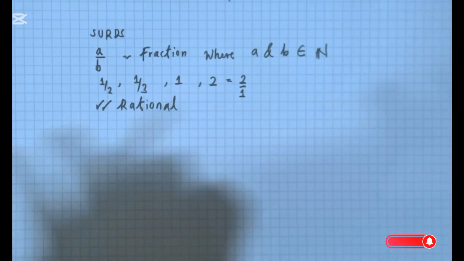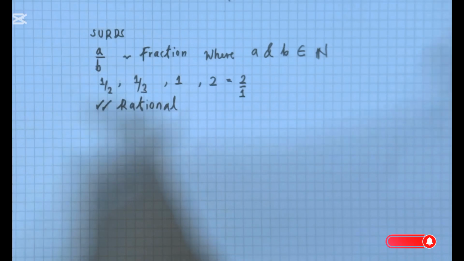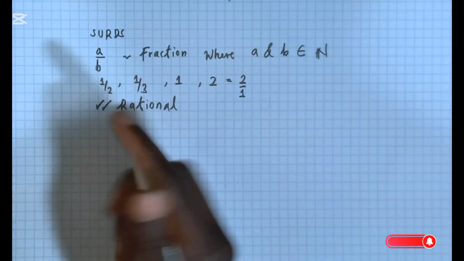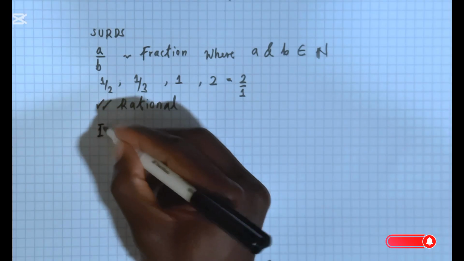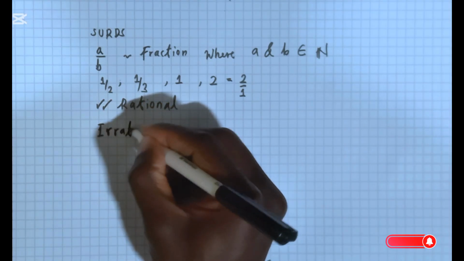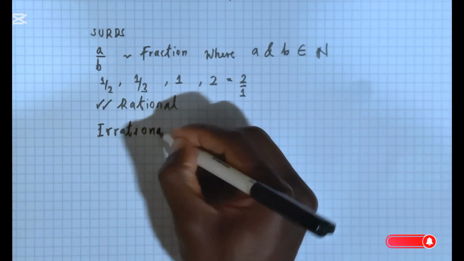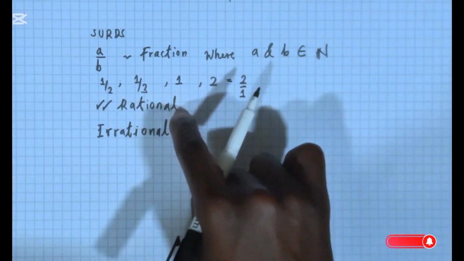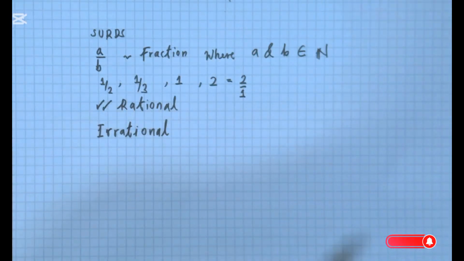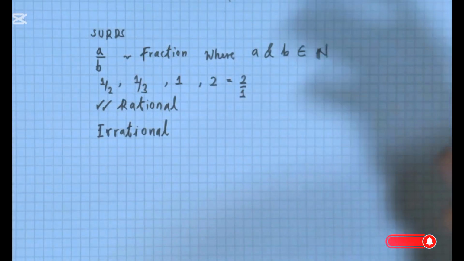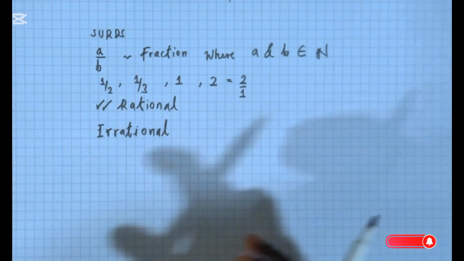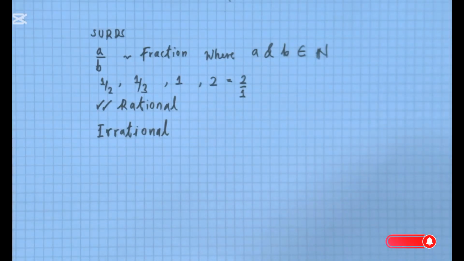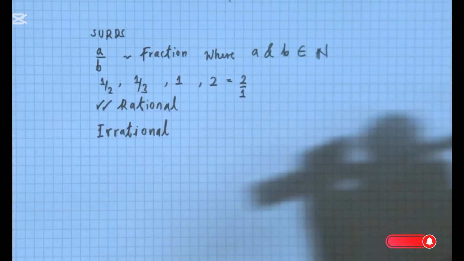I want us to look at the complete opposite of the term rational numbers, which is what we call irrational numbers. Remember, rational numbers are numbers that can be expressed as fractions. They're numbers that terminate. Even if they were written as decimals, you will notice that they have a recurring trend. They can always be written accurately as fractions.